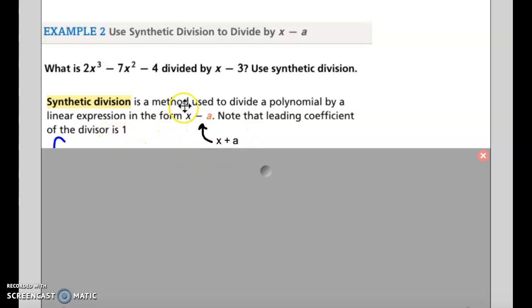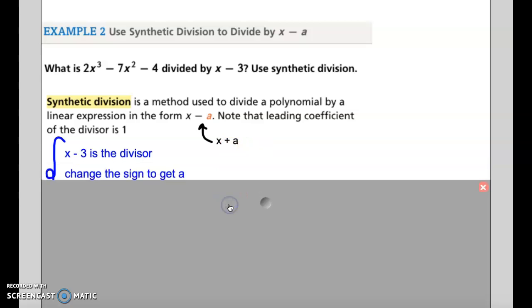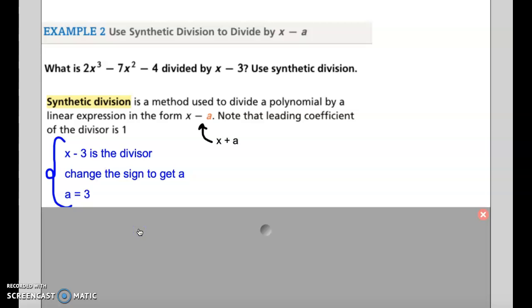Note though that it has to be 1x. It can't be 2x minus 3 or 5x plus 10. It has to be just 1x. So that's the only time I can use synthetic division, when my divisor is in this form. So note, my divisor is currently x minus 3. The first thing that we need to do is figure out what a is, and all we have to do is change the sign. So right now it's a negative 3. My a is going to be a positive 3.